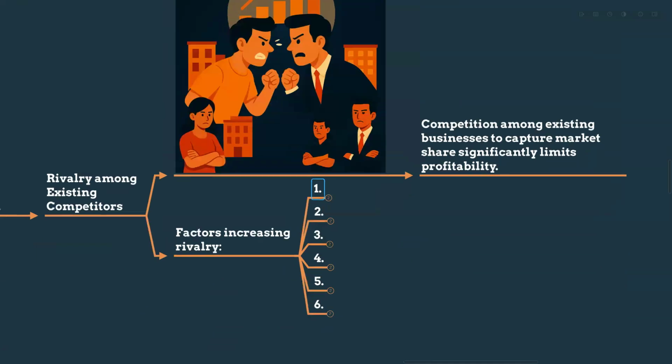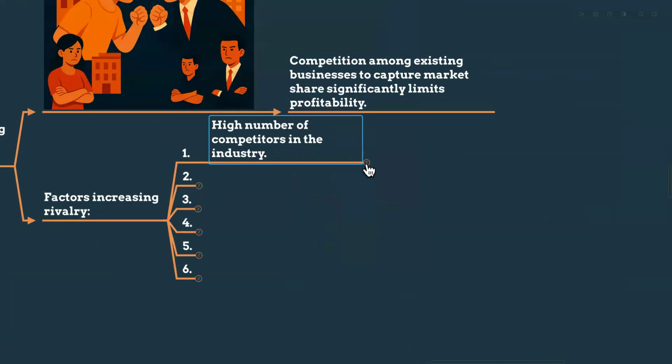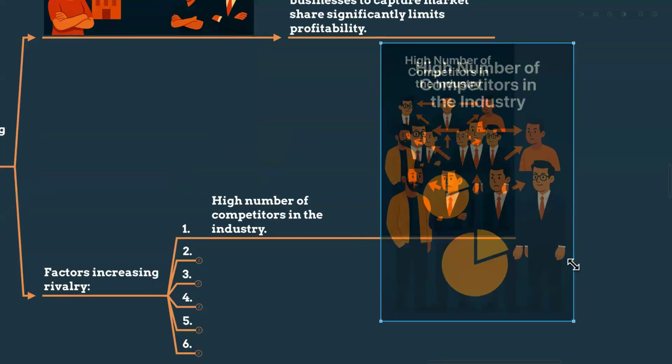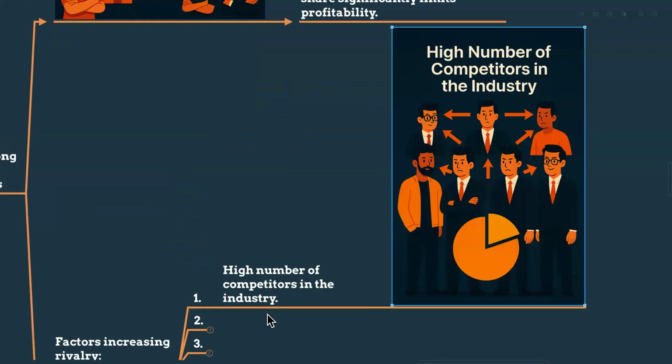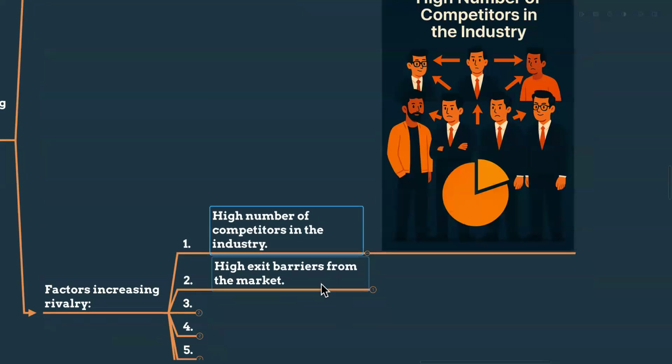So the factors increasing the rivalry between the existing competitors: first is a high number of competitors in the market. It means a high number of people are providing the same services or the same level of products without any differentiation. Then the profitability is going to be very low for that particular industry.